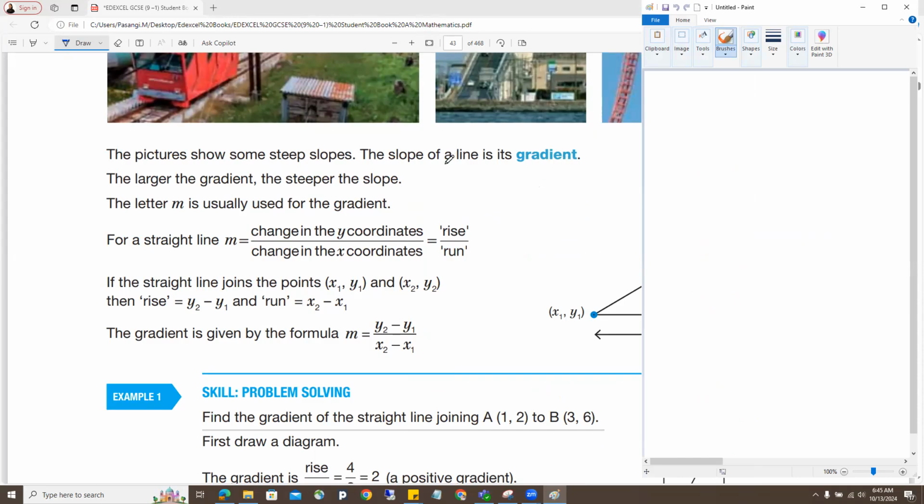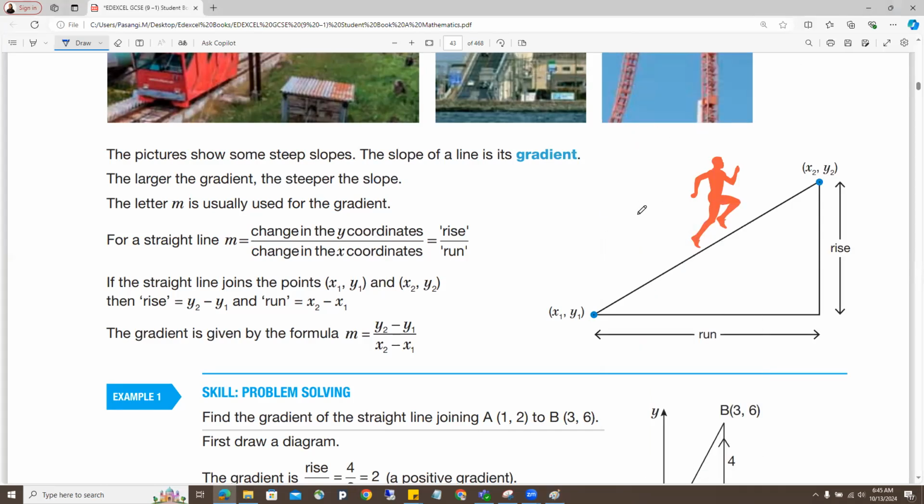Now how are we going to measure this gradient? Let's assume we have a line like this. At the bottom, we have the coordinate (x1, y1), and here we have another point at the end, that is (x2, y2).